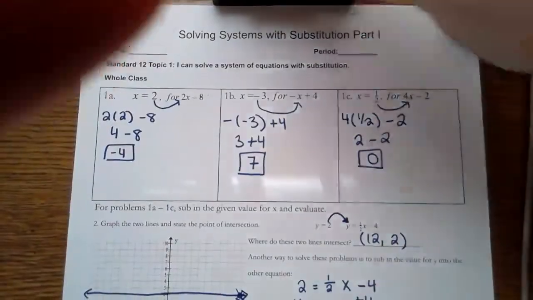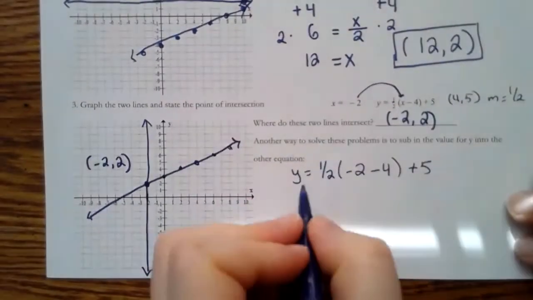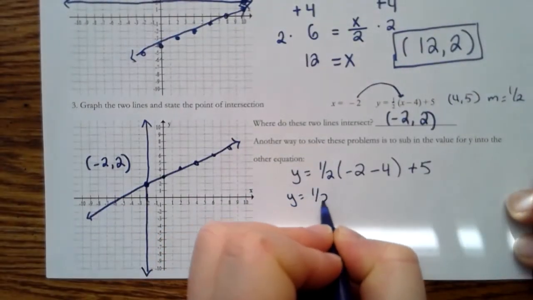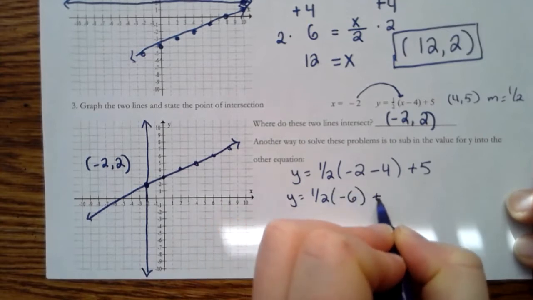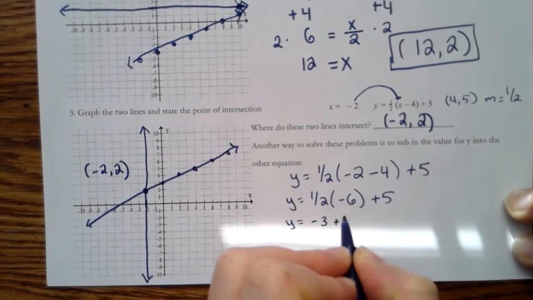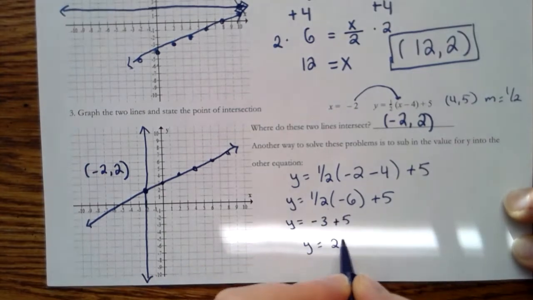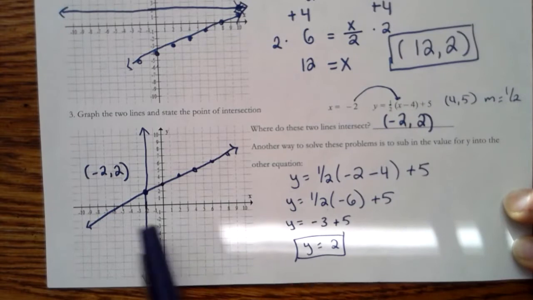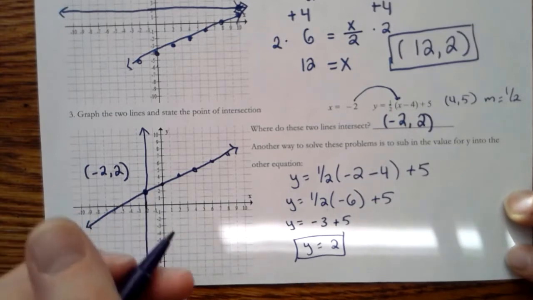So it's just like in the warm-up, how I plugged in values. I'm doing that again. So I get y equals 1/2 times negative 6, plus 5, because I'm doing PEMDAS. And I got y equals 2, which is the y value I got here.